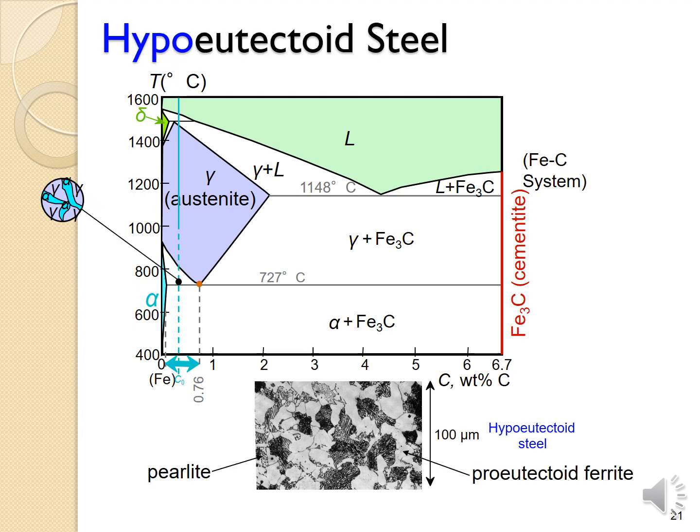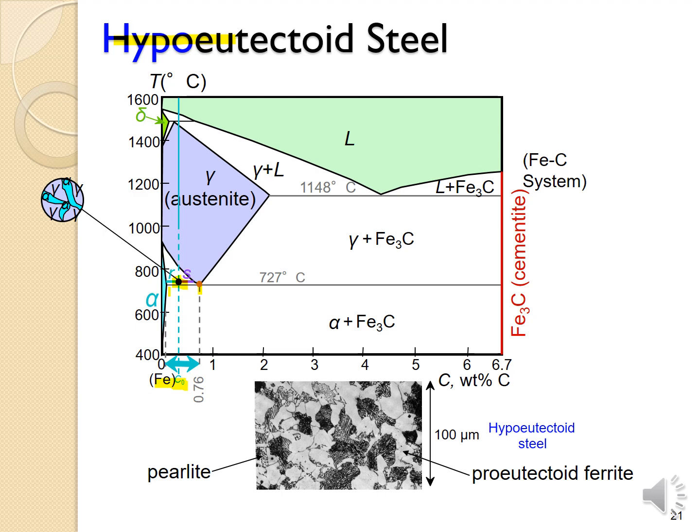Okay, it's time to do some calculations. Calculate the phase amount or the amount of each microconstituent. Here we're going to focus on the hypoeutectoid steel, where we have the original composition between 0.0218 and 0.76, the eutectoid point, right? Let's calculate the phase amount right before the eutectoid reaction. It's just right above the eutectoid reaction.